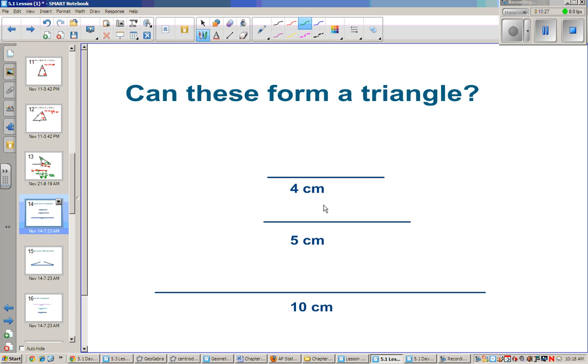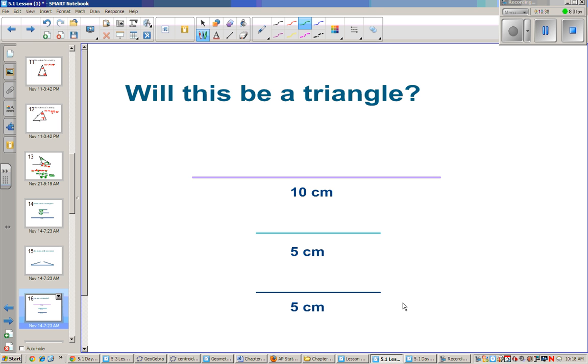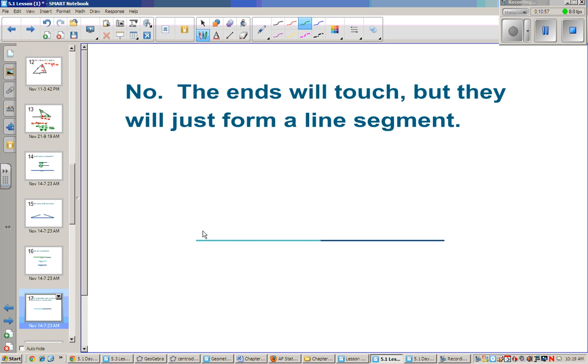So if we look at the two shorter sides here, 5 and 4, they're not long enough to even make a 10 centimeter segment, so they will not connect when we go to try and form our triangle. Right, now I want you to look at this one. Will a 10 centimeter and two 5 centimeter sides make a triangle? If you think about it, half of 10 is 5. So one of the segments will be right there, and the other segment will be right there. And so the issue is it doesn't create a triangle, it actually creates a straight line.